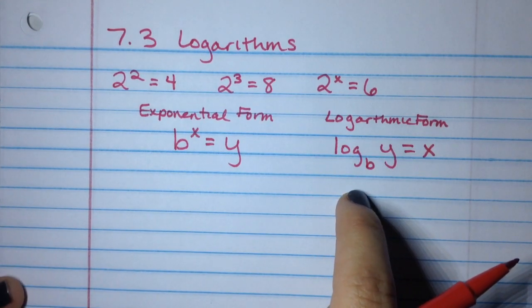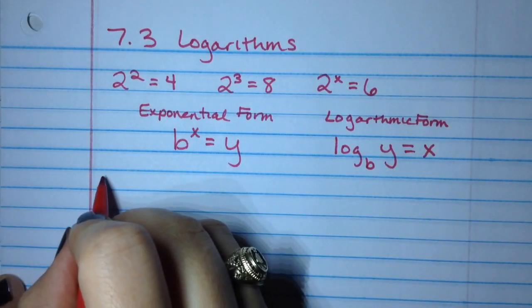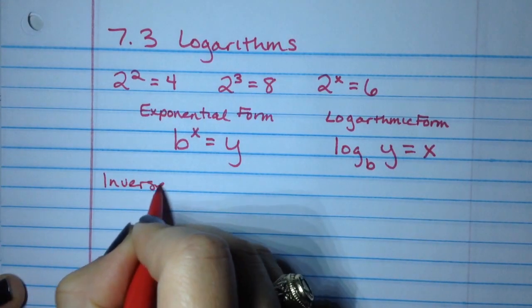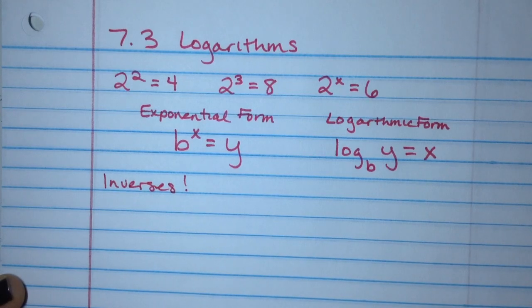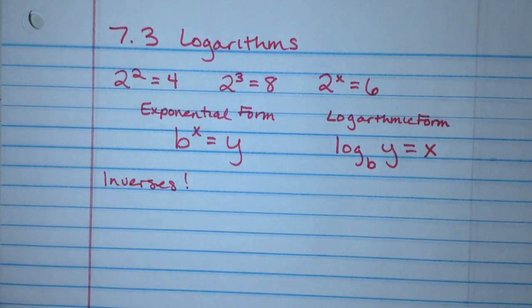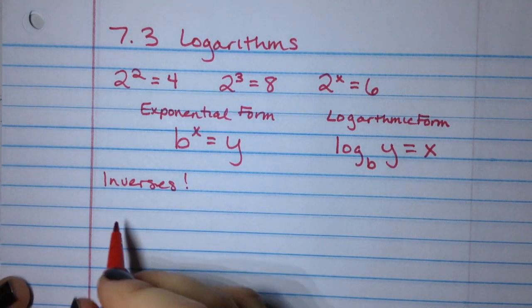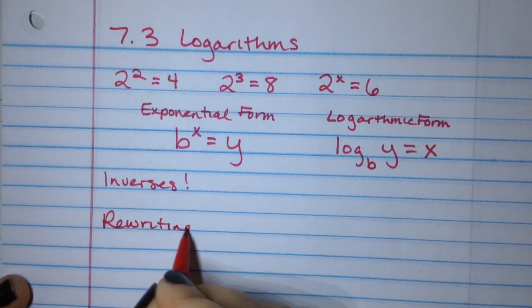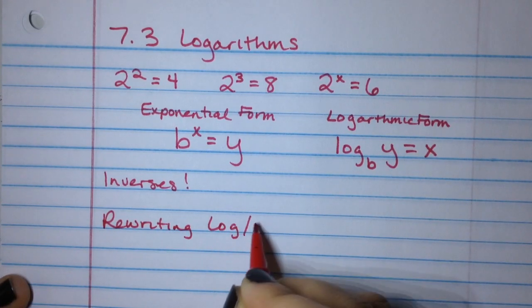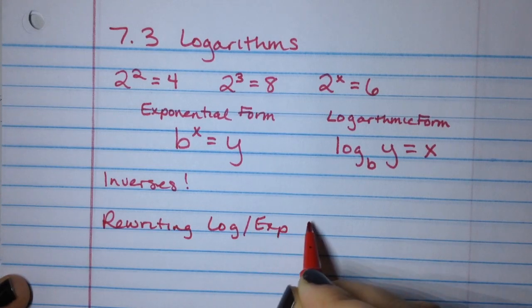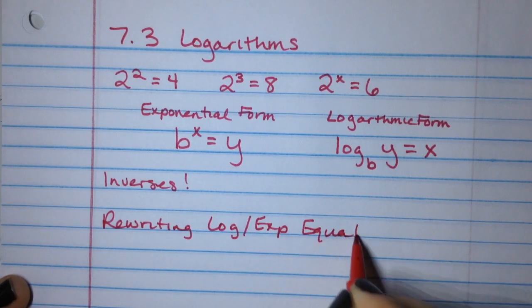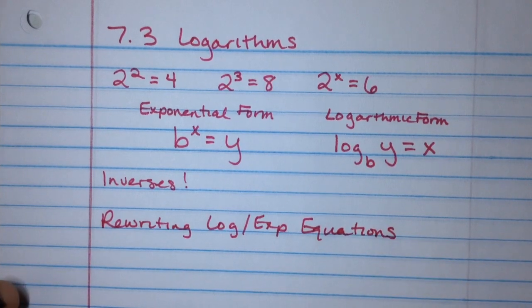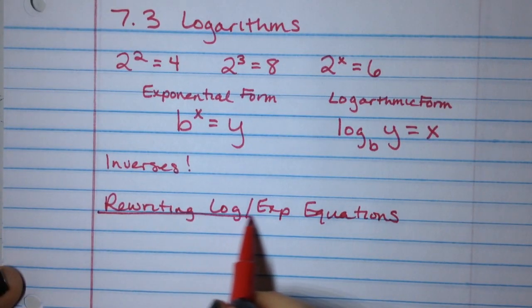But it's very easy to write these back and forth because these are inverses. And if you remember, inverses mean that they undo each other. So if we were wanting to solve for x, we'd have to go this direction. The first thing that we're going to do with these logarithms is be able to rewrite them in logarithmic and in exponential form. It's a vital skill to be able to write them in both forms.